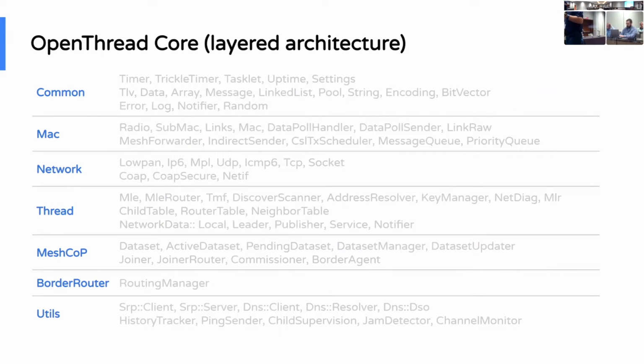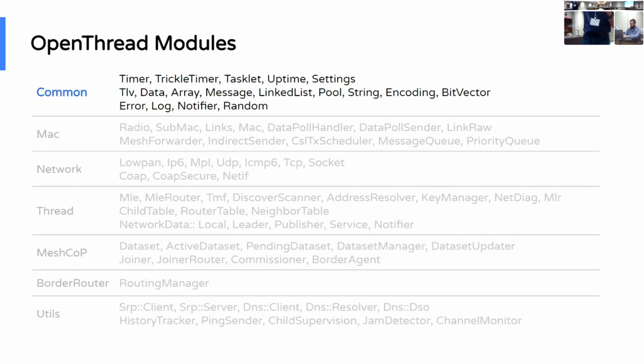Very briefly, in the OpenThread core, we try to follow a layered architecture, which is somewhat similar to other networking architectures. I'll go over them very quickly. So if you can click now on one thing. There's a bunch of common library code, things like timers and tasklets and data structures that do different types of processing. They are shared across and used by all.